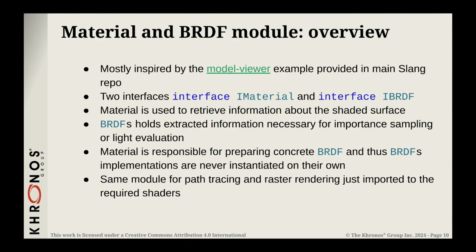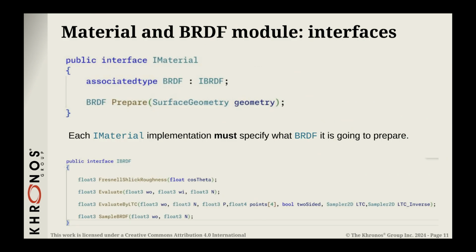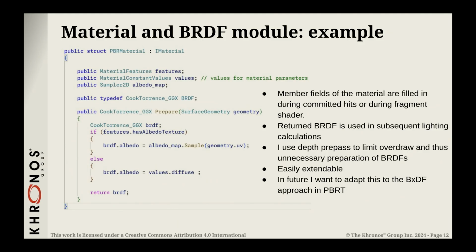A major advantage of this method is that this module can be used in both ray tracing and rasterization without having to change a single line of code. In this example, you can see both interfaces and notice how the prepare function in the material interface returns a concrete BRDF instance. The second example is a simple implementation of the material interface that returns Cook-Torrance's GGX BRDF model, and material properties like roughness or color are set either during committed geometry hits while ray tracing or during fragment shading in rasterization. A setup like this made it easy to support different types of materials, including both specular and diffuse surfaces.